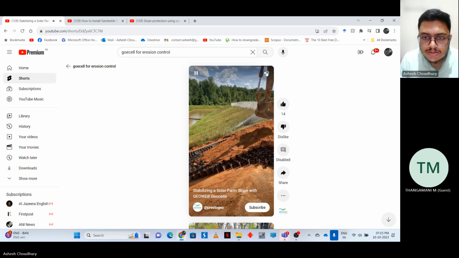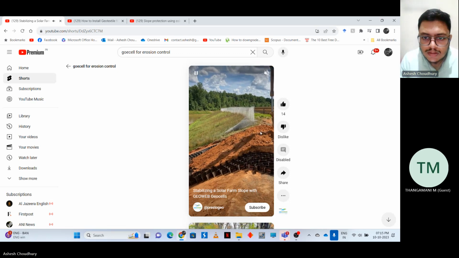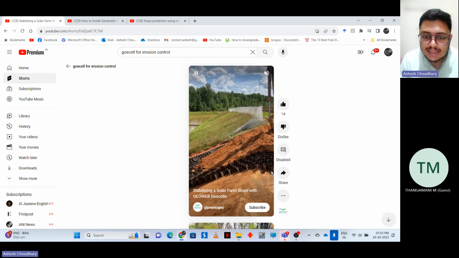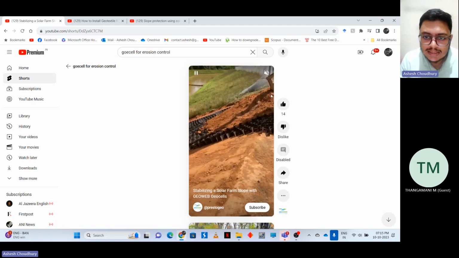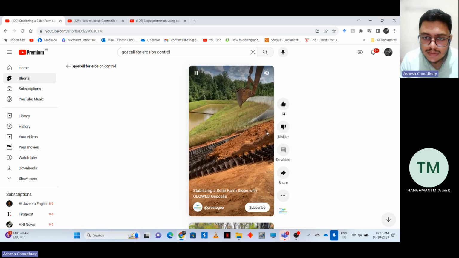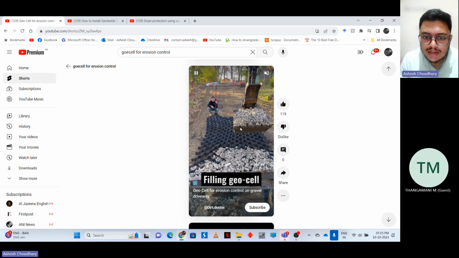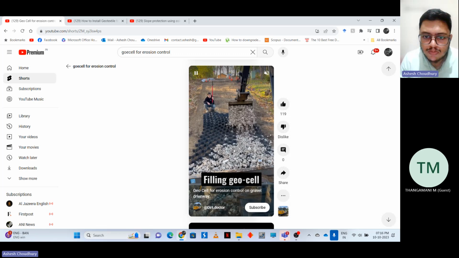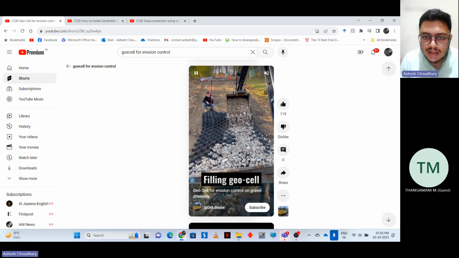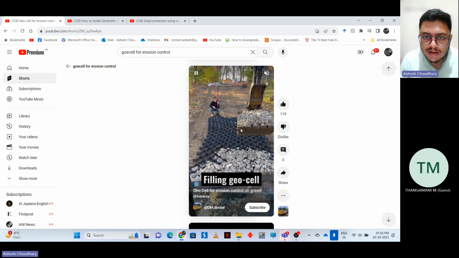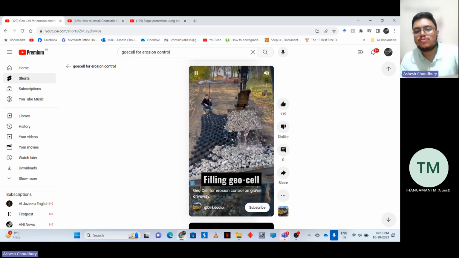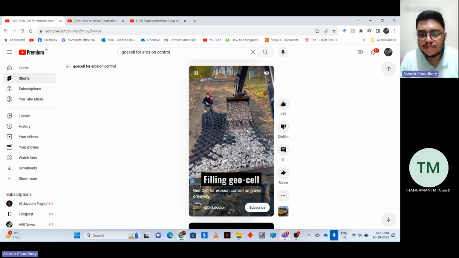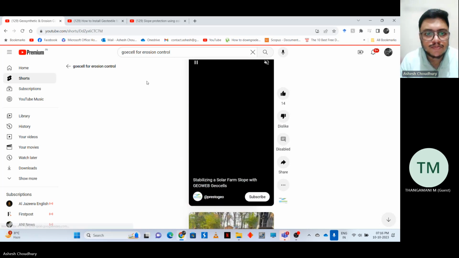You can also see this is the slope, and we have put the geocell laid like this, and it is anchored at this edge. Similarly, here you can see this geocell is filled with gravel. You have a slope, we put the geocell, and then we fill it with gravel. After that you can have some roller runs over it, and you can have a very nice road over it.